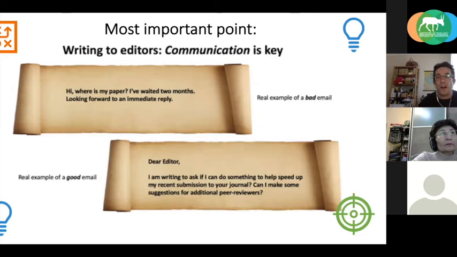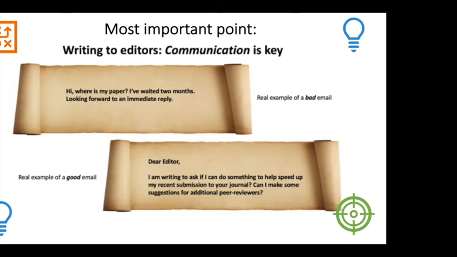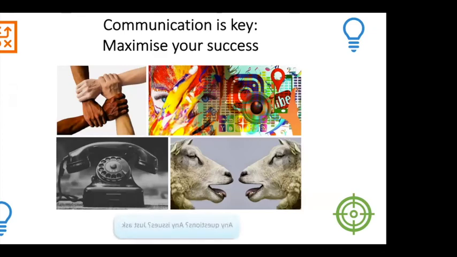"Hi, where's my paper? I've waited 2 months. Looking forward to an immediate reply" is a bad email to send to a journal editor. They won't want to help you. Whereas if you write, "Dear editor, I'm writing to ask if I can do something to help speed up my recent submission. Can I make some suggestions for additional peer reviewers?" That's more helpful. That's more positive. That gives something to the editor. They're going to respond to you much more quickly.